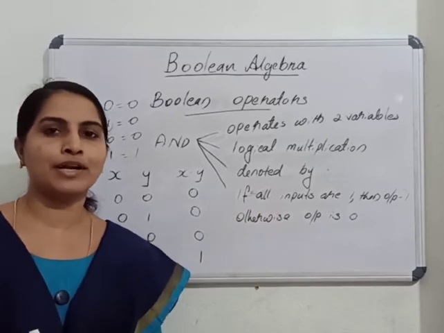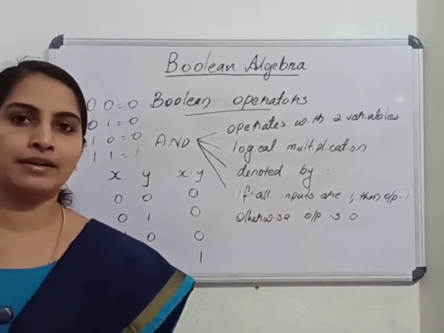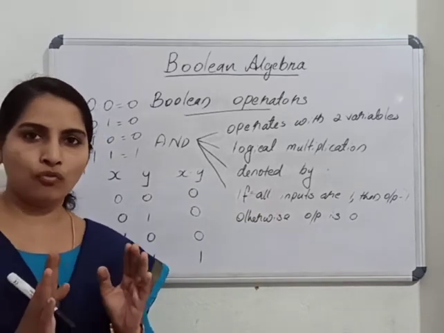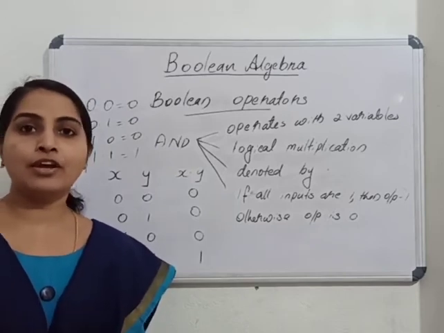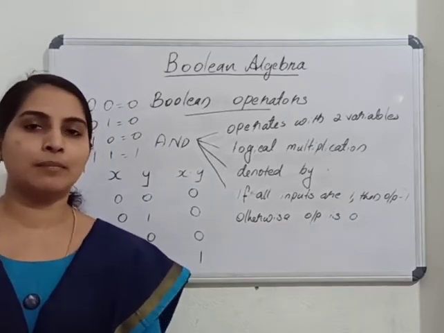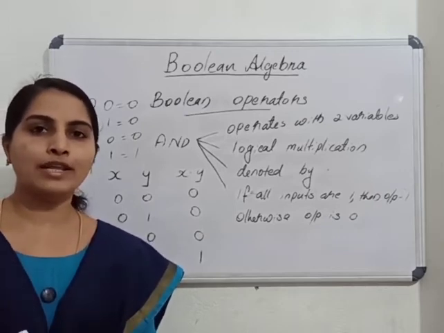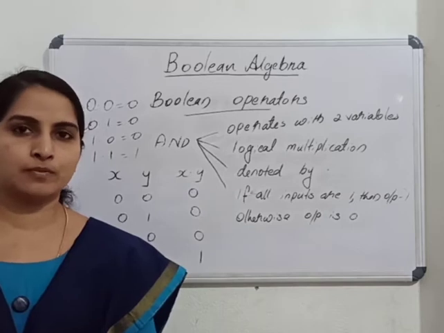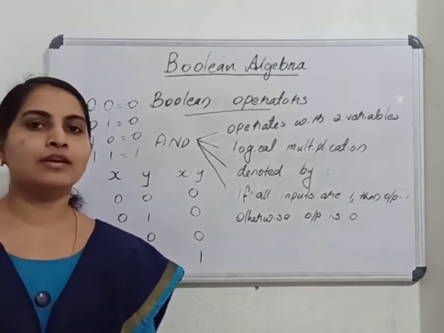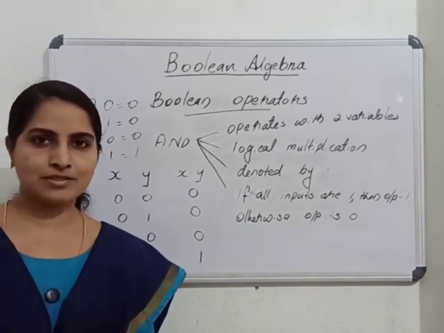And the most important difference between AND and OR is, in case of OR operator, if any of the inputs is 1, then the result will be 1. In case of AND operator, if all the inputs are 1, then only the output is 1. Otherwise, the output will be 0. Hope this section is clear.